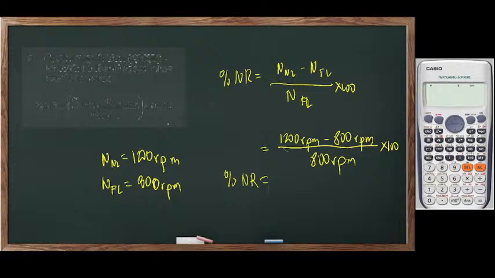So we have 1200 minus 800 over 800, equal to 0.5, times 100. Okay, so we have 50%. So 50% ang kanyang speed regulation. Ang ibig sabihin nito, from no load to full load, ang kanyang speed ay nag-change ng 50%.